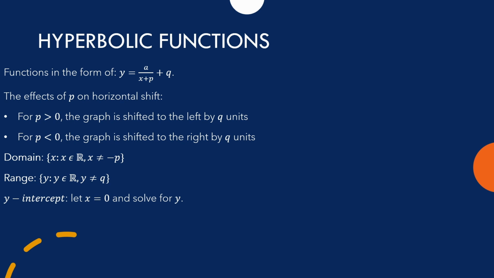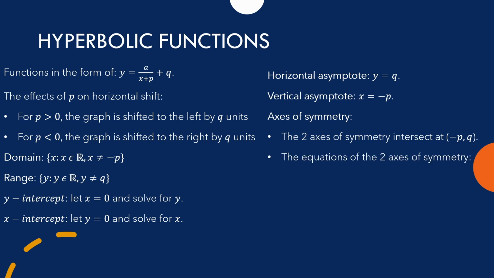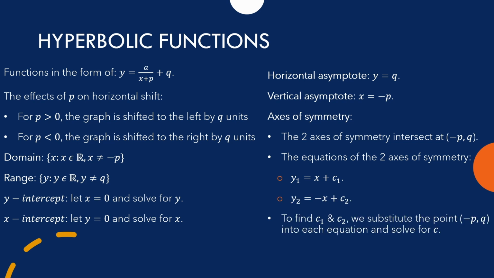Finding the y-intercept, you let x equal 0 and solve for y. Finding the x-intercepts, you let y equal 0 and solve for x. The horizontal asymptote is defined by the line y equals q, and the vertical asymptote is defined by the line x equals negative p. The axis of symmetry: we have two axes of symmetry and they intersect at the point (negative p, q). The equations of the two axes are as follows. First, y1 equals x plus c1, and next, y2 equals negative x plus c2. To find c1 and c2, we substitute the point (negative p, q) into each of the equations and solve for c.